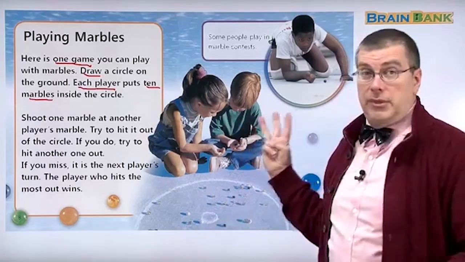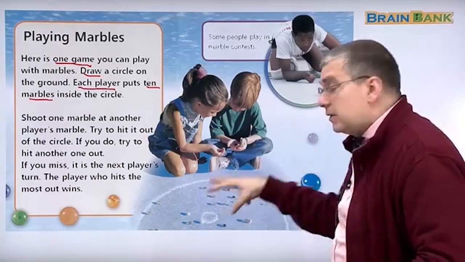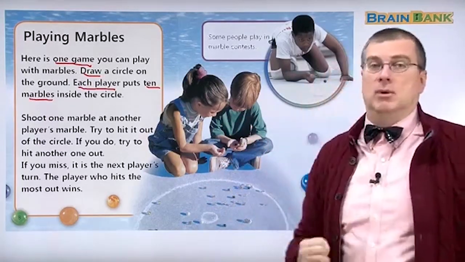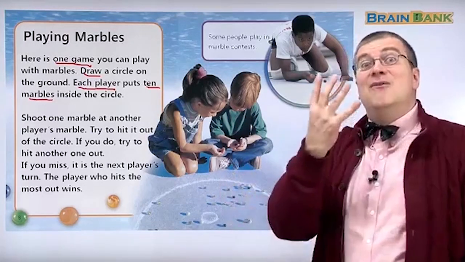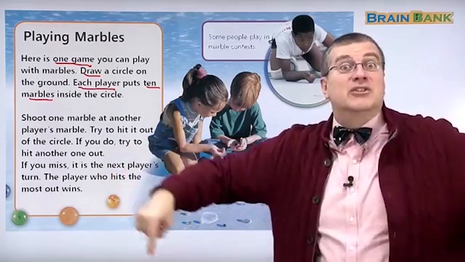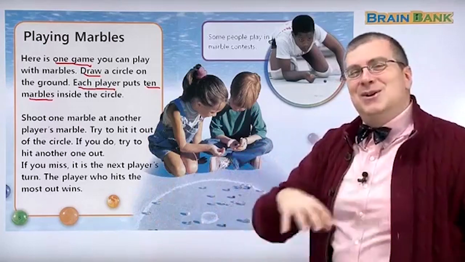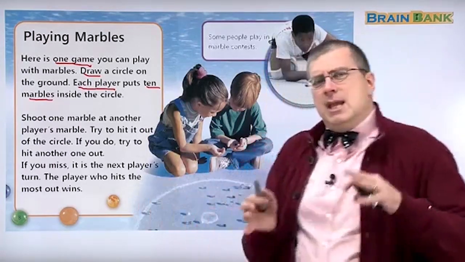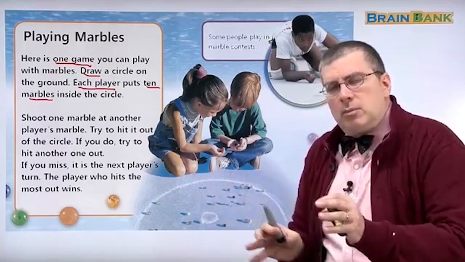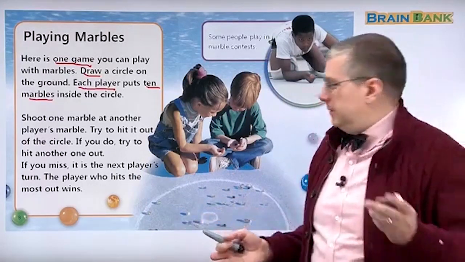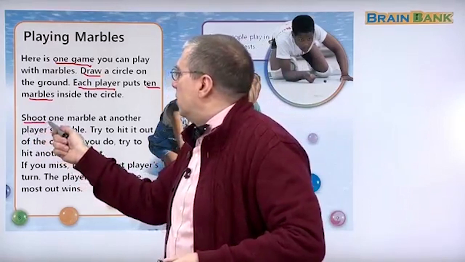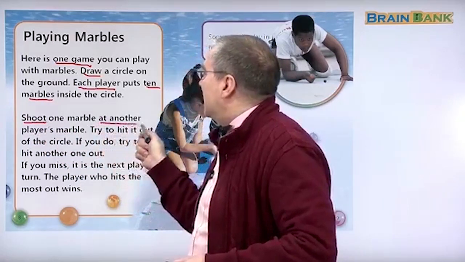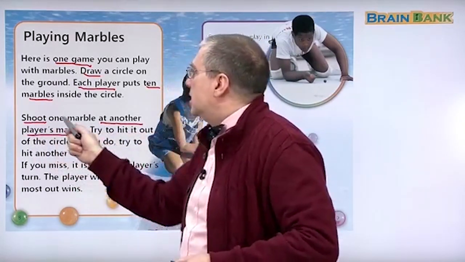But you could play with 3 players, then another 10, that's 30 marbles. 4 players, 40 marbles. Make a bigger circle, okay? So you have many marbles in the circle. So, everybody has 10 marbles in the circle. Now what? Shoot 1 marble at another player's marble.